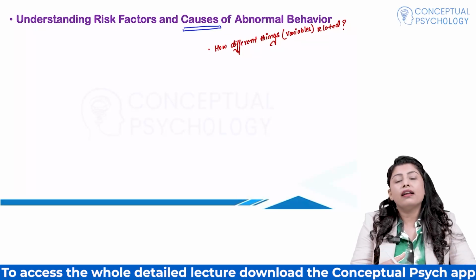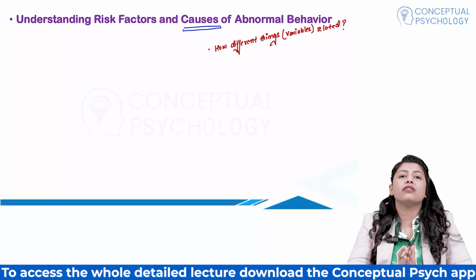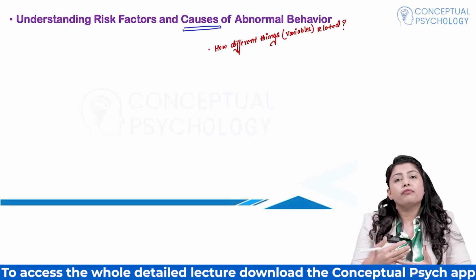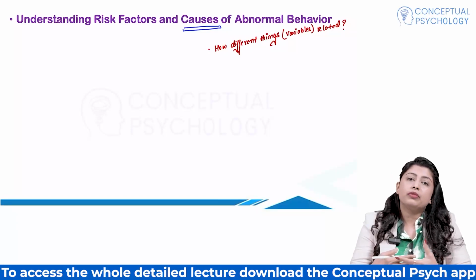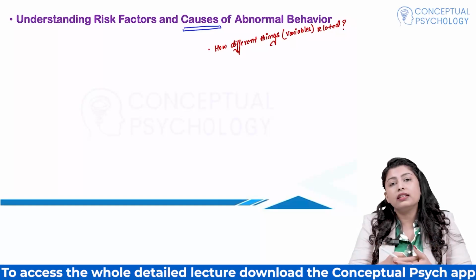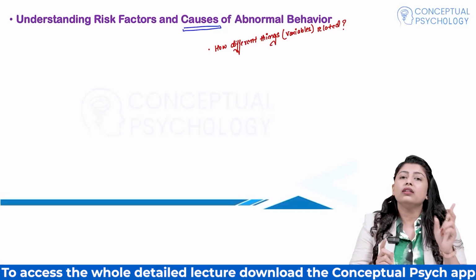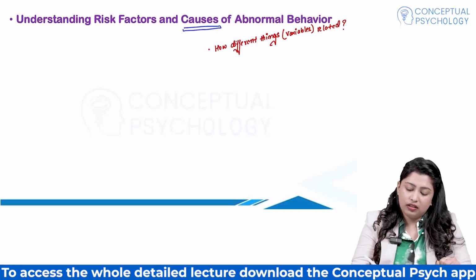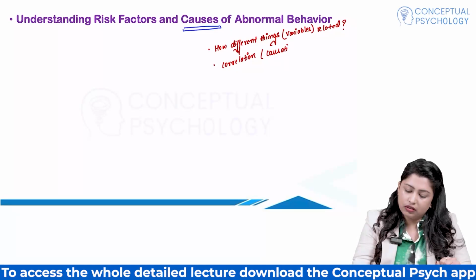So they often start by seeing which things happen together. What do I mean by that? For example, if many people who were physically abused as children also developed depression as adults, we say that these two things are correlated and they go together. But that still does not mean that one causes the other, right? So here we also study that correlation does not mean causation.